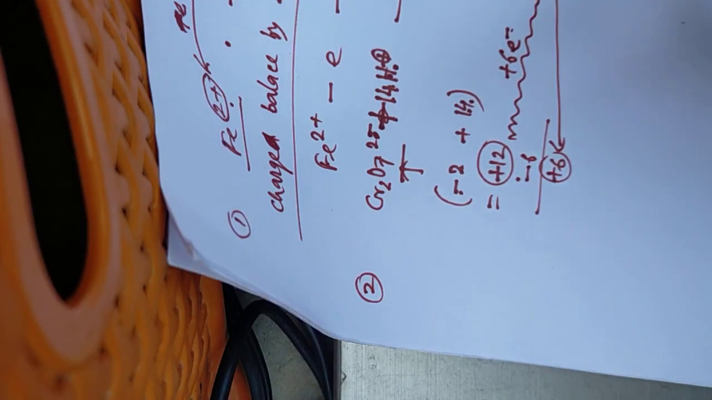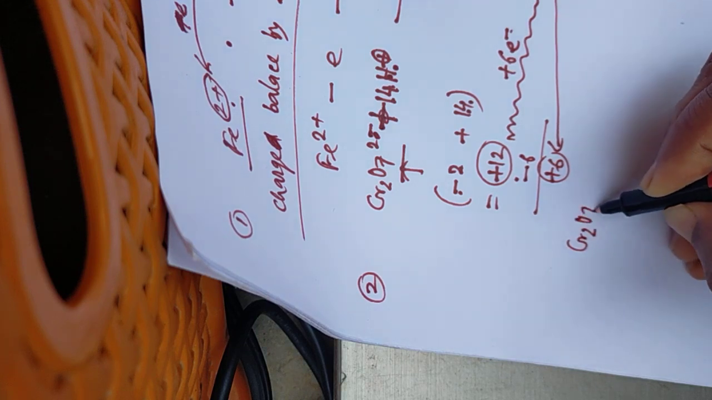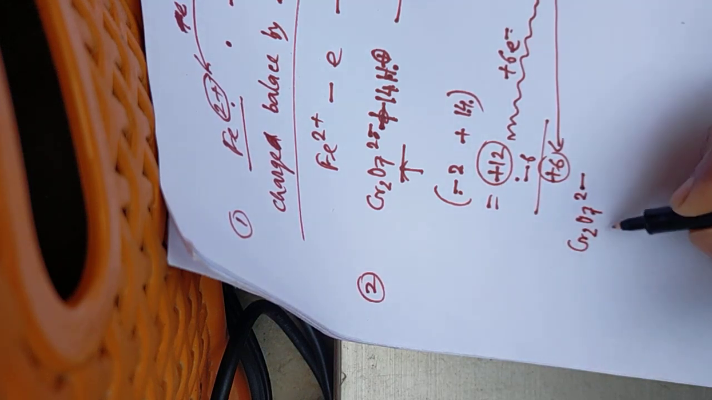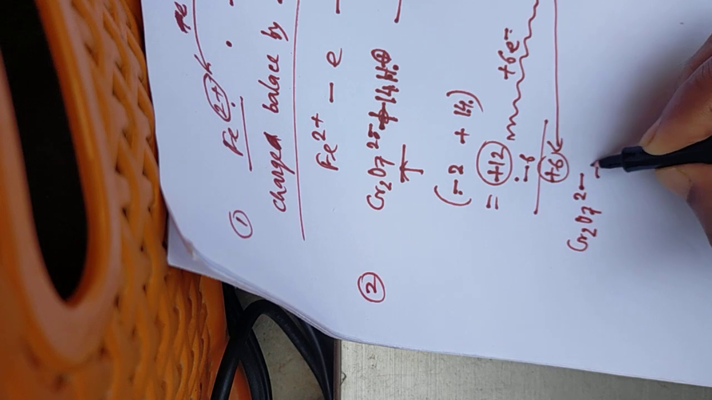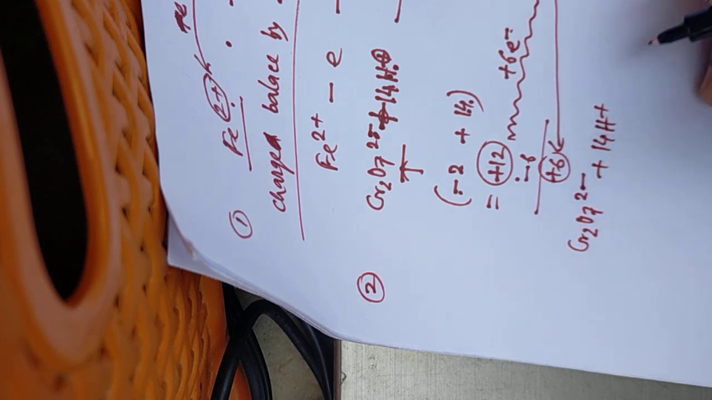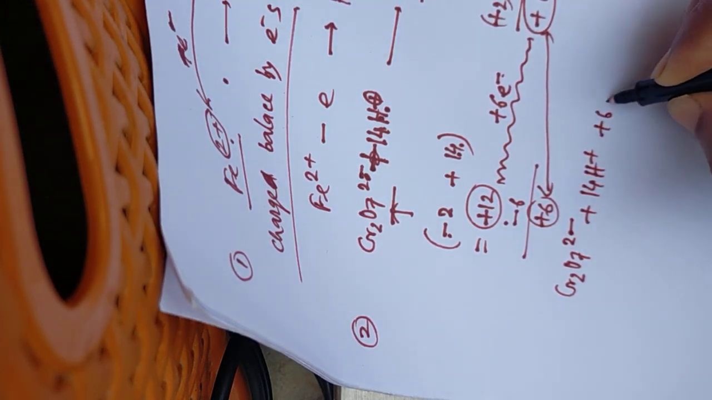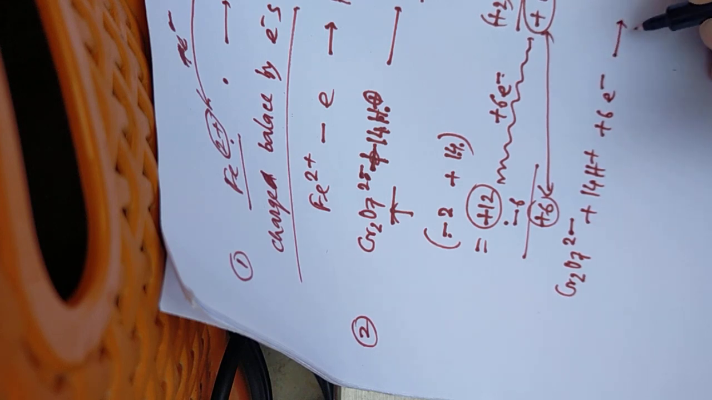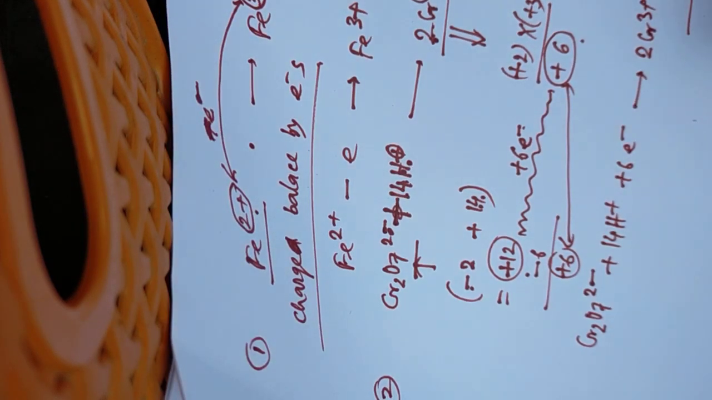So we get the equation Cr2O7 2- plus 14H+ plus 6 electrons gives 2Cr3+ plus 7H2O. This is equation number 4.